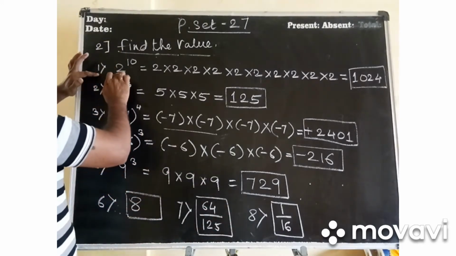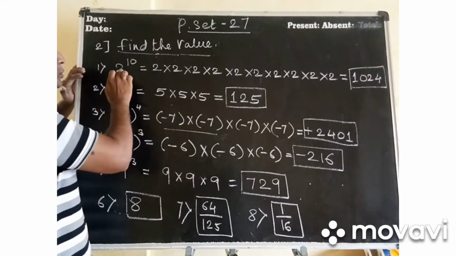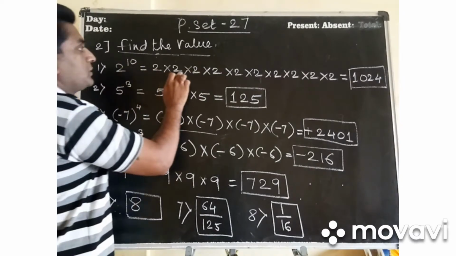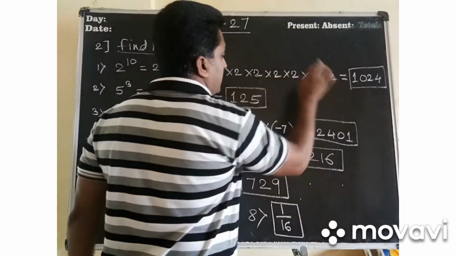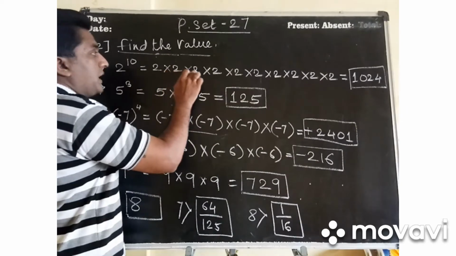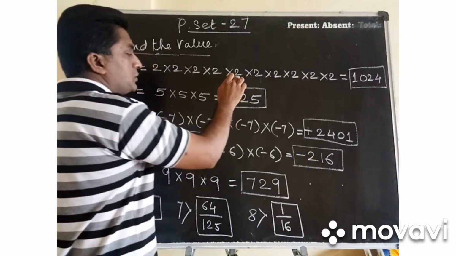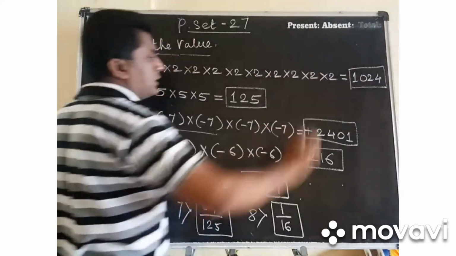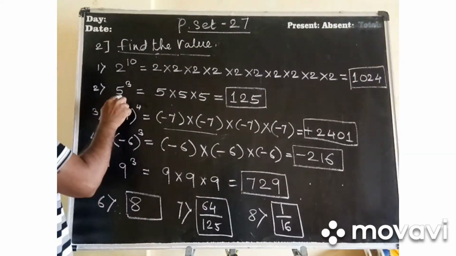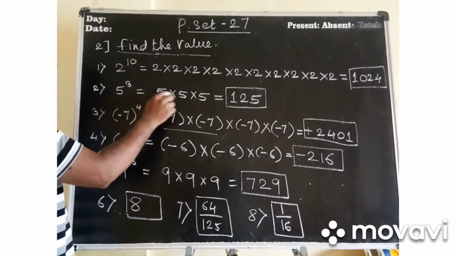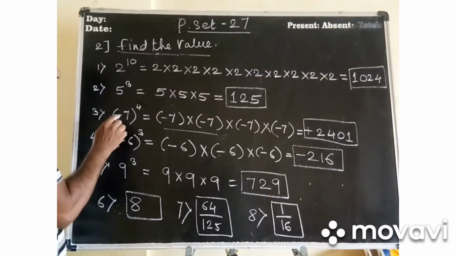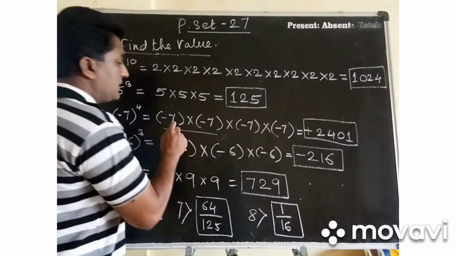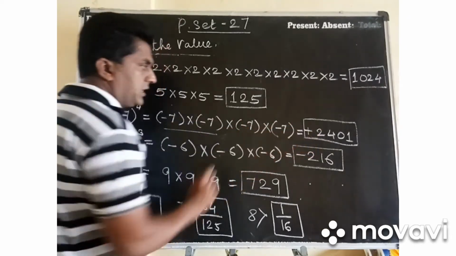Question number 1 was: 2 is the base, 10 is the index. Means 2 is repeated 10 times. So see, continuous 2, how many times? 10 times. 1, 2, 3, 4, 5, 6, 7, 8, 9, 10. Now what you have to do? 2 to the 4, 4 to the 8, 8 to the 16, 16 to the 32, 32 to the 64, and go on and on. You will get 1024. Similarly, 5 is the base, 3 is the index. 5 into 5 into 5, 3 times, 125. Similarly, negative 7, 4 times, 1, 2, 3, 4. 7 into 7 into 7 into 7 will get 2401.